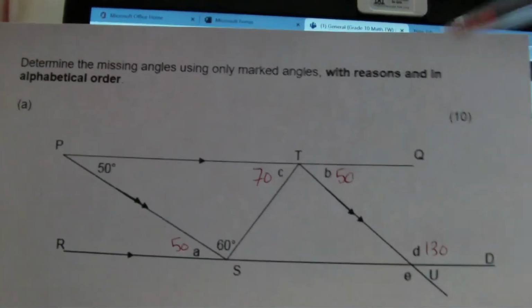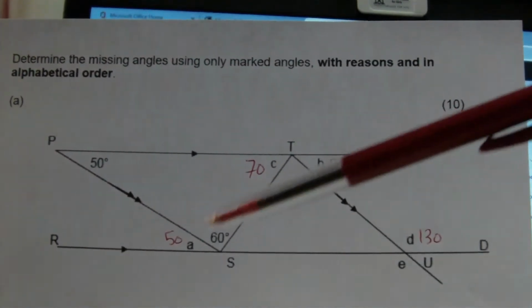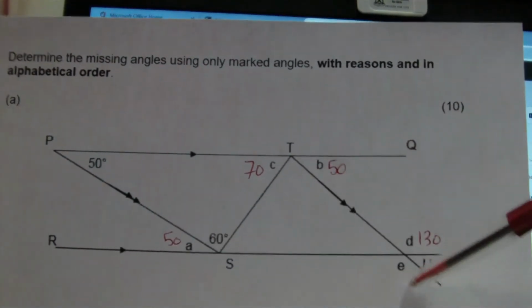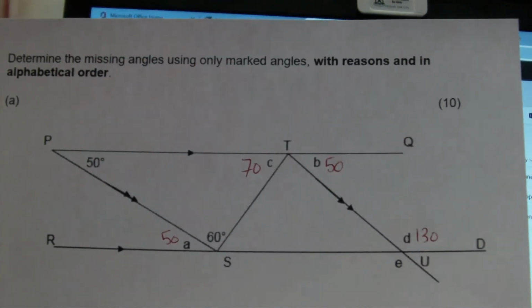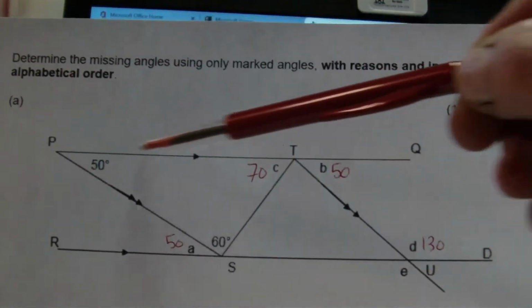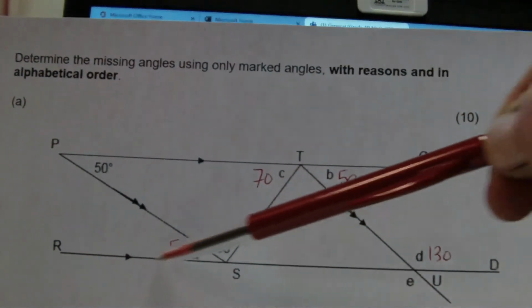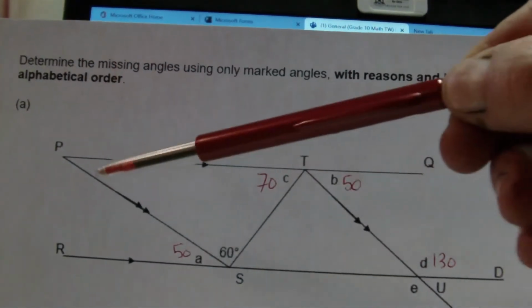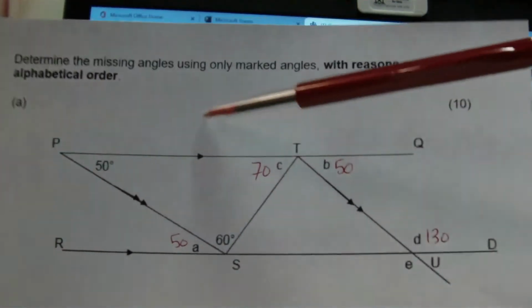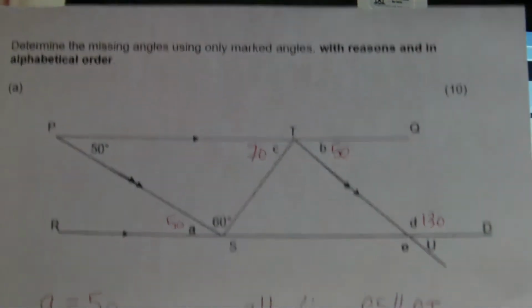Alright, so let's find these angles A to E in alphabetical order. Okay, do you see the Z there? Alright, that A is alternate to that 50. So A is 50, alternate angles.